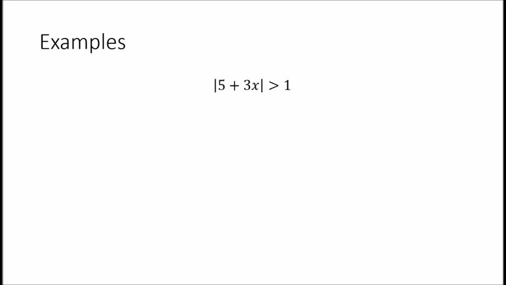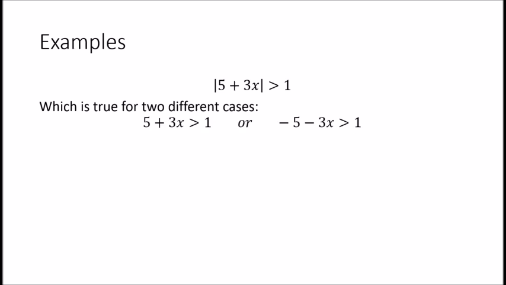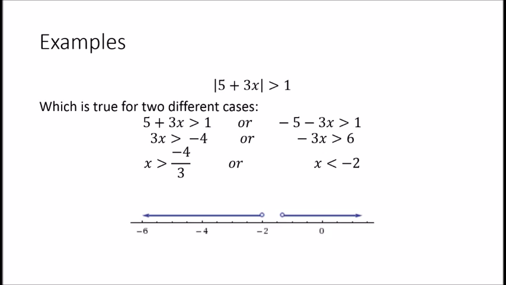To do one final example, we have here an absolute value example. And so now we need to consider the two cases for the absolute value. The first where 5 plus 3x is positive, and the second where 5 plus 3x is negative, and the absolute value is reversing the negative sign. So we solve it for the two cases, and we get the solution that x must be greater than -4/3 or less than -2, which we graph on the number line using the open circle to exclude the endpoints.